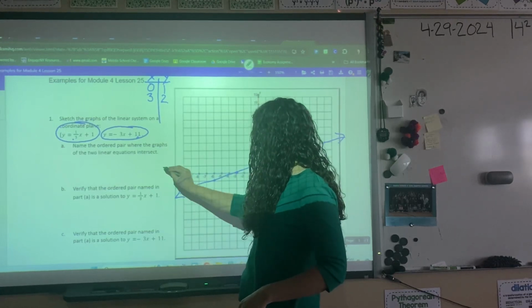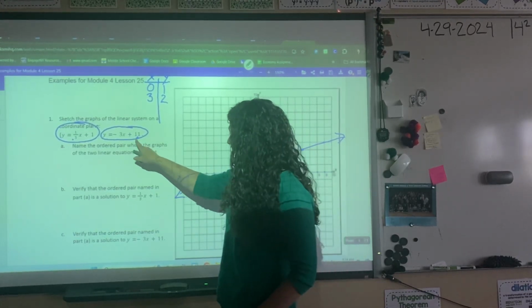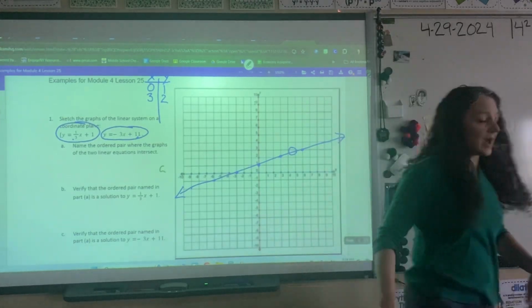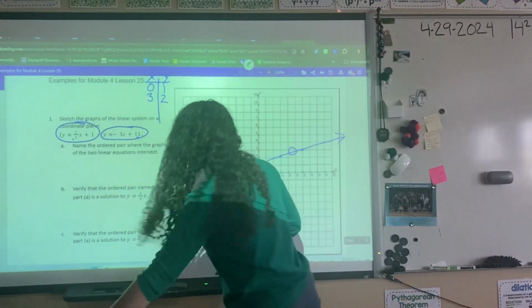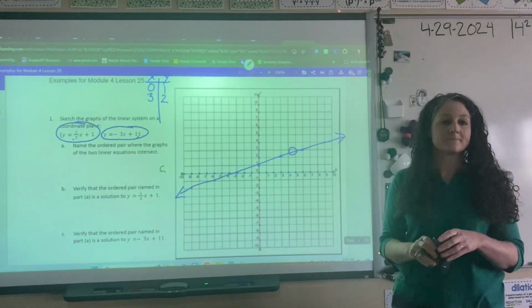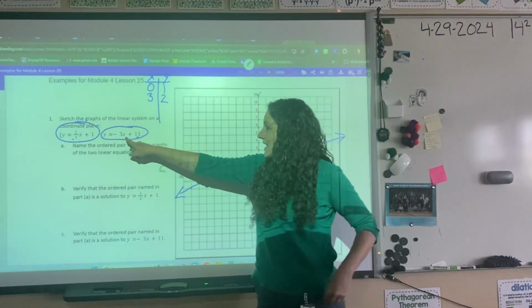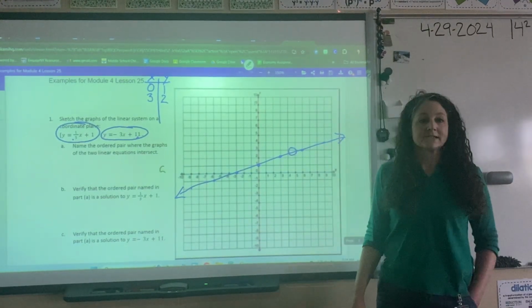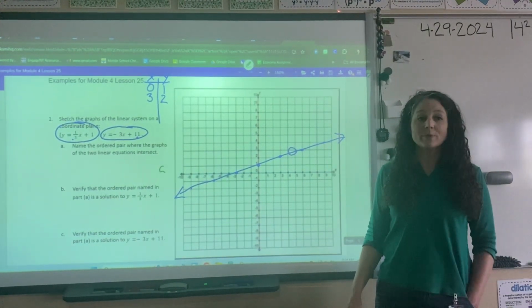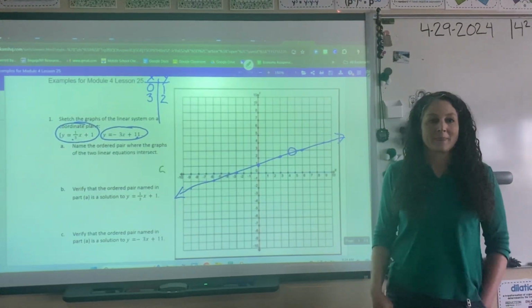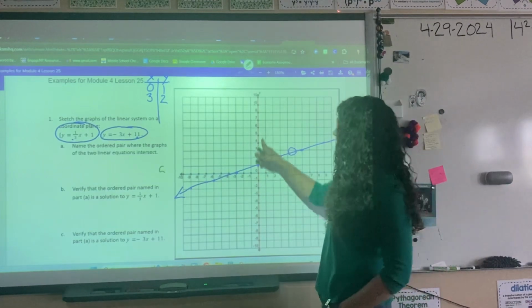I want to change colors. And so we're going to graph this line. Where is it going to cross the y-axis? Anastasia. Y equals negative 3x plus 11. Where does that cross the y-axis? 3. No, that's the slope. So what's the other part? 11. So it crosses the y-axis at 11.